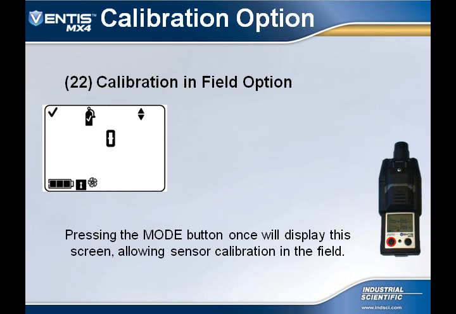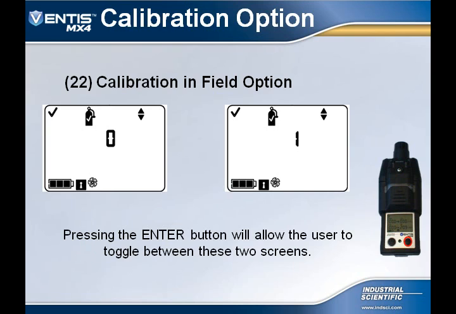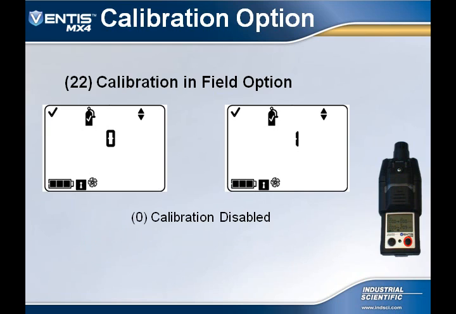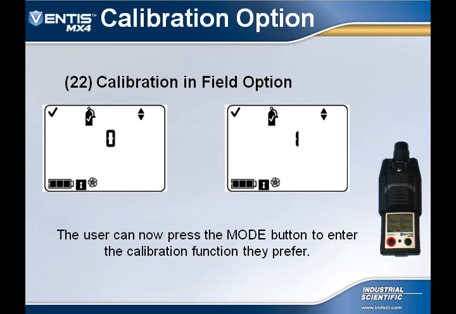The next screen displayed is the Calibration Lock mode. This screen allows the user to calibrate the instrument in the field. Pressing the Enter button allows the user to toggle between 0 and 1. Entering a 0 in this mode disables the calibration of the instrument in the field. Entering a 1 in this mode enables the calibration of the instrument in the field. Pressing the Mode button allows the user to turn the calibration on or off in the field.